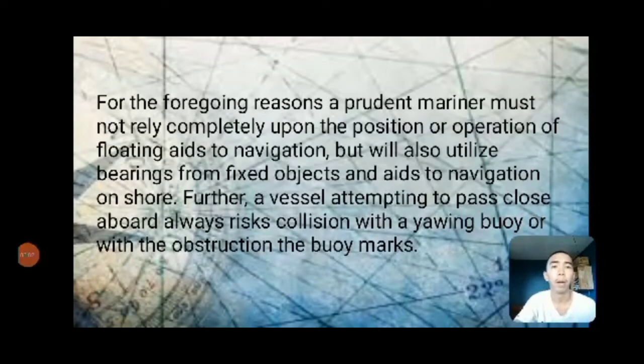Good day everyone, I am Cadet Toledo and I'm going to report my assigned topic. For the foregoing reasons, a prudent mariner must not rely completely upon the position or operation of floating aids to navigation, but will also utilize bearings from fixed objects and aids to navigation on shore. Further, a vessel attempting to pass close aboard always risks collision with a yawing buoy or with an obstruction the buoy's marks.